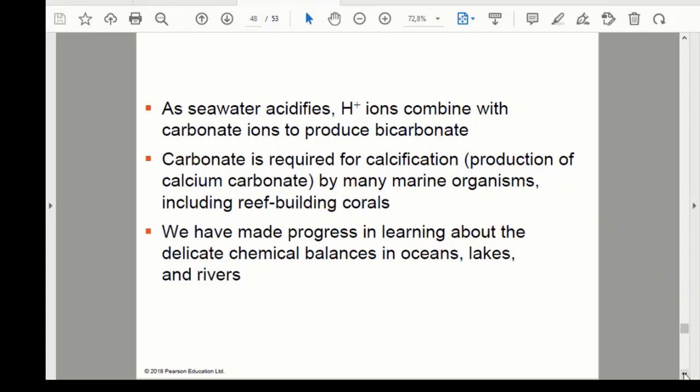Okay. So seawater is acidified by these hydrogen ions, which combine with carbonate ion to produce bicarbonate. And this bicarbonate is required for calcification. You need to highlight and know what calcification is. What is the procedure for calcification? It is just the production of carbonate.